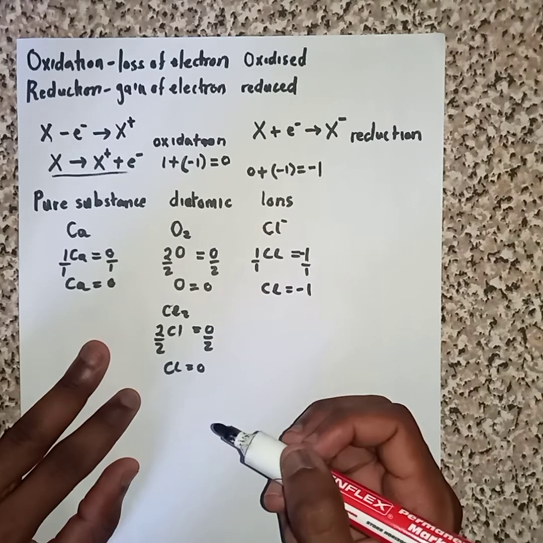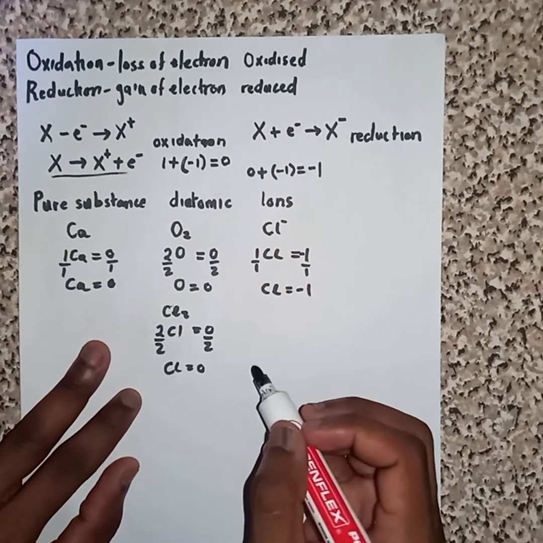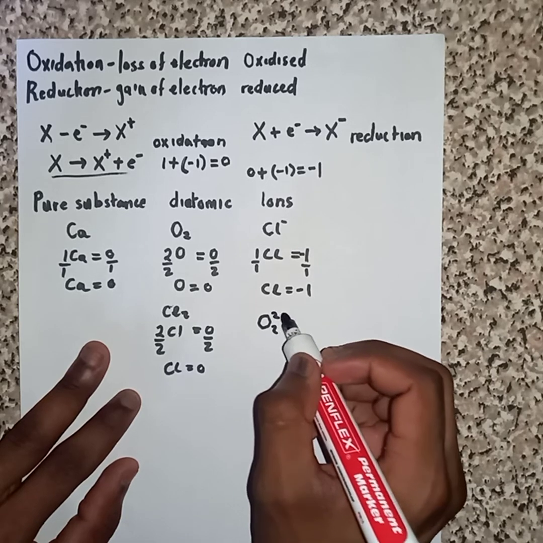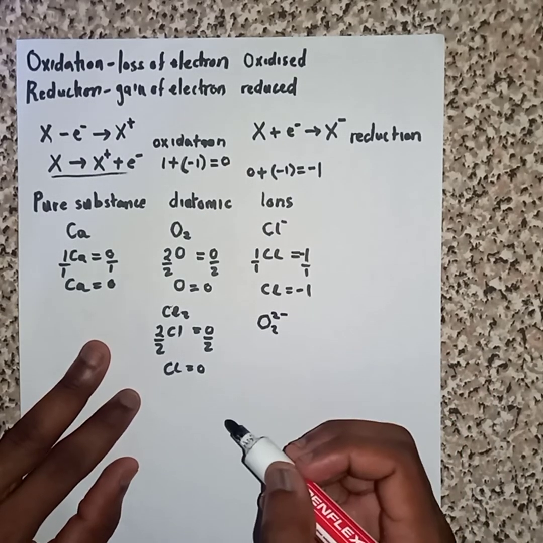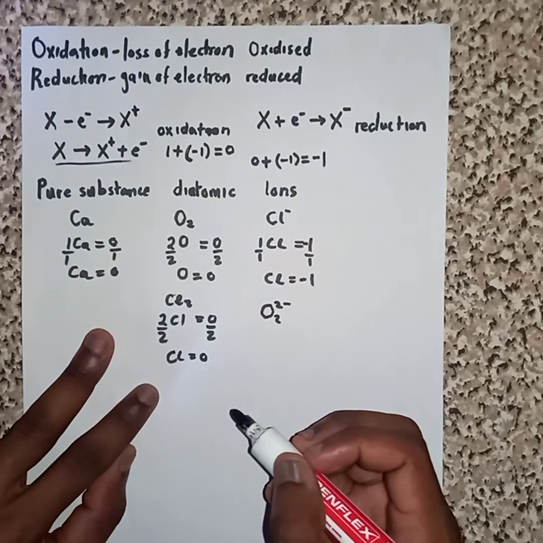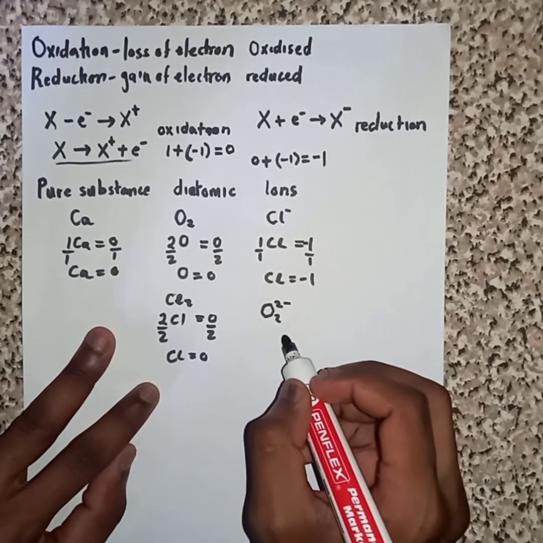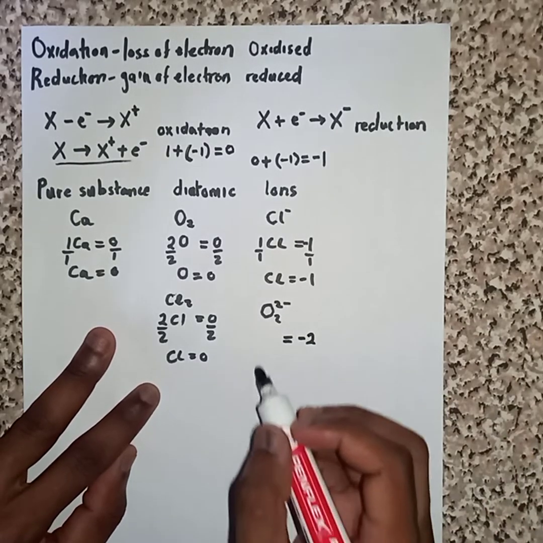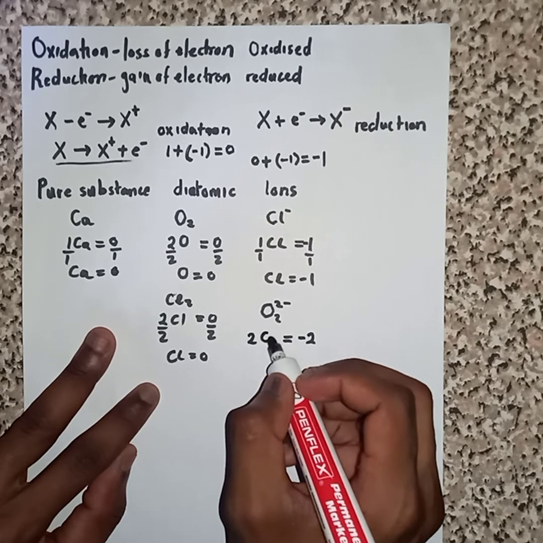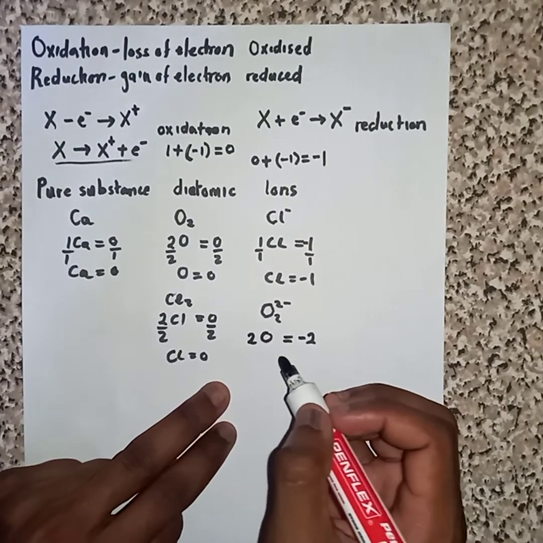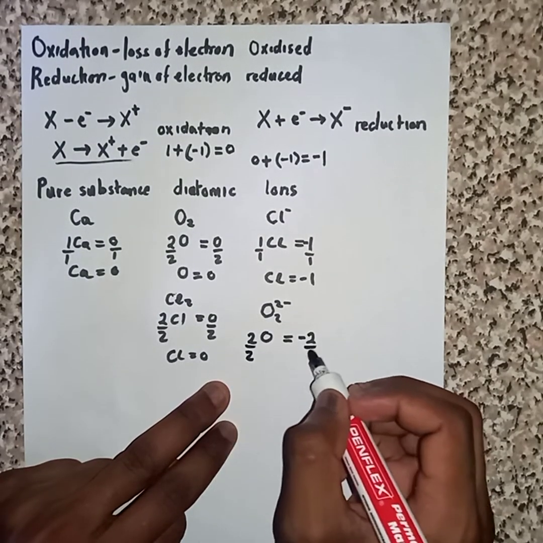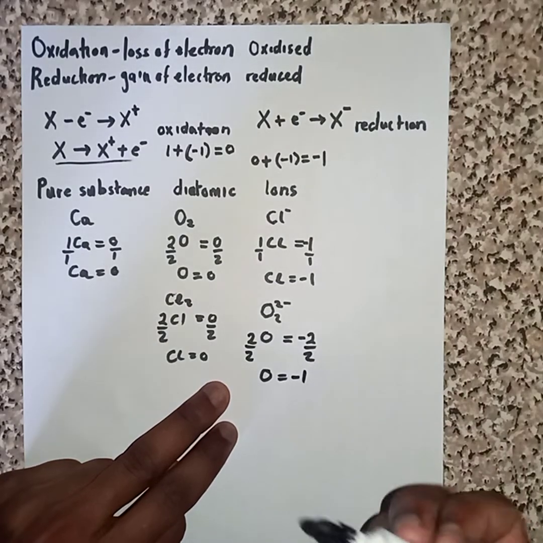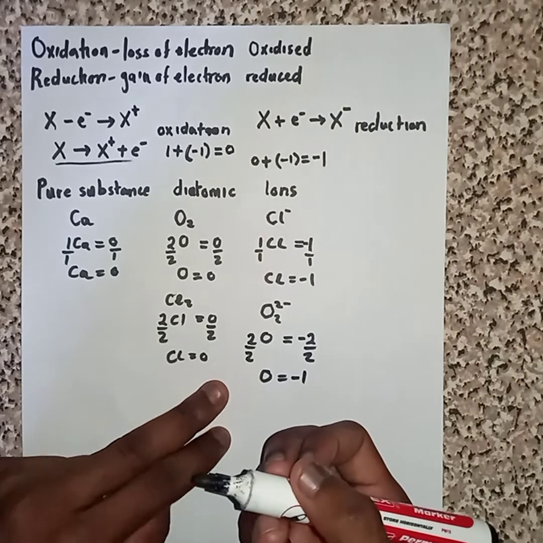See? Let's say if they give you peroxide, O2 2 minus. How are you going to solve this one? Don't be confused. You apply the same technique. My overall charge is -2. There on top is -2. I only have 2 O's. Then let us divide both sides by 2. Then we are going to get our O as -1. You apply the same principle throughout.